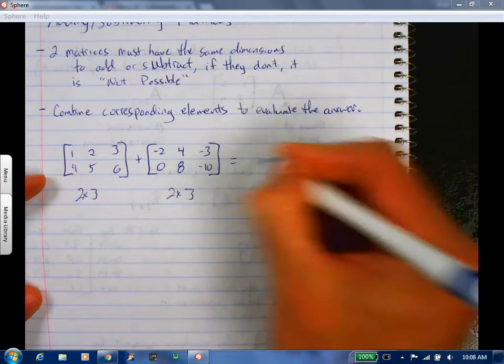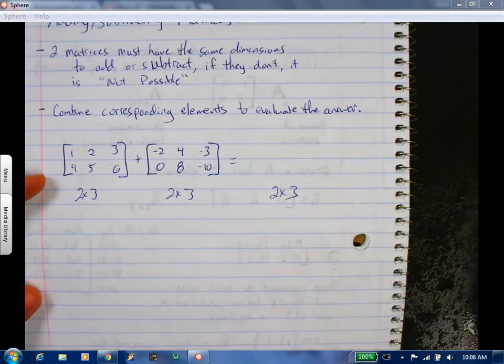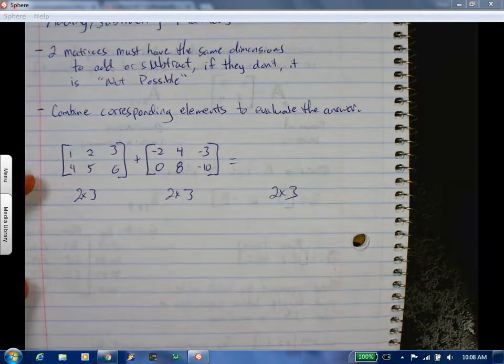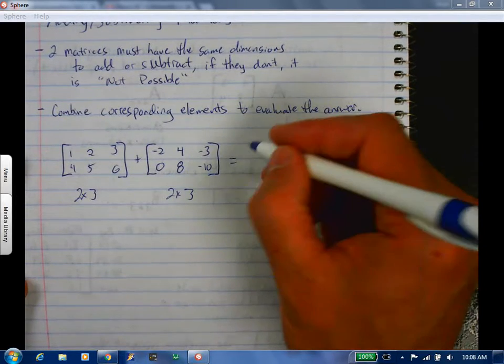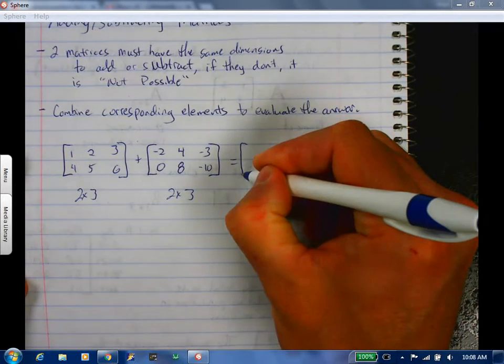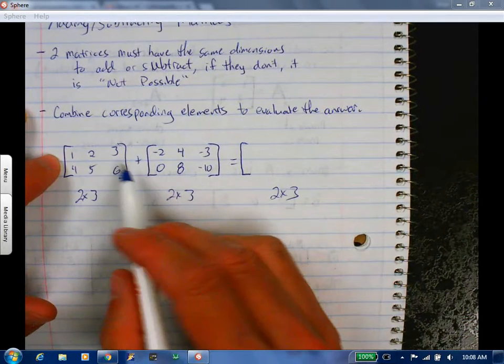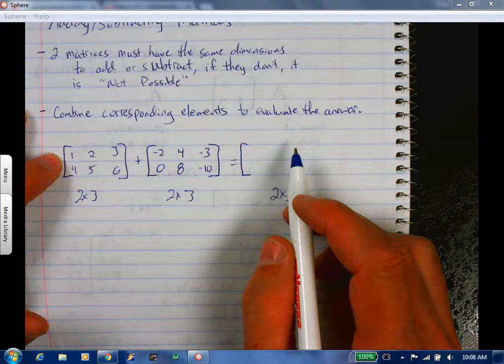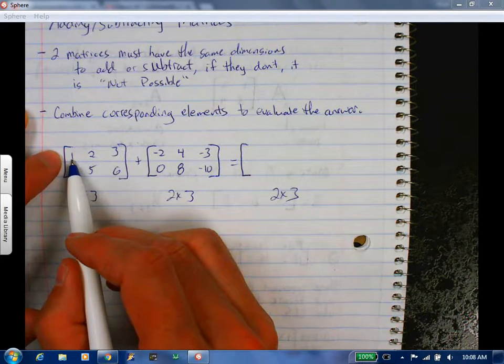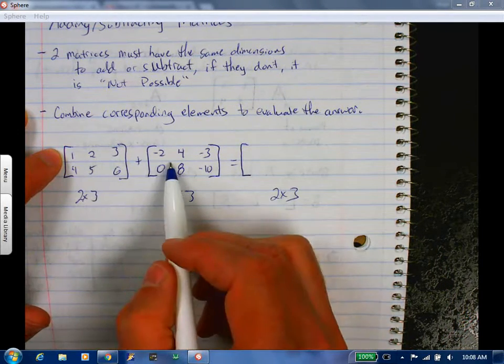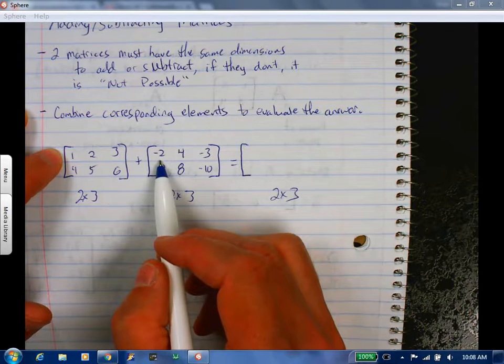Answer. I'm going to do a work matrix. You won't always have to do this, but corresponding elements. This one corresponds with which one in this one? -2. Okay, so it's 1 plus -2. So I'm going to put my answer down here. What's 1 plus -2? There's your first answer. We just have to do this 5 more times.